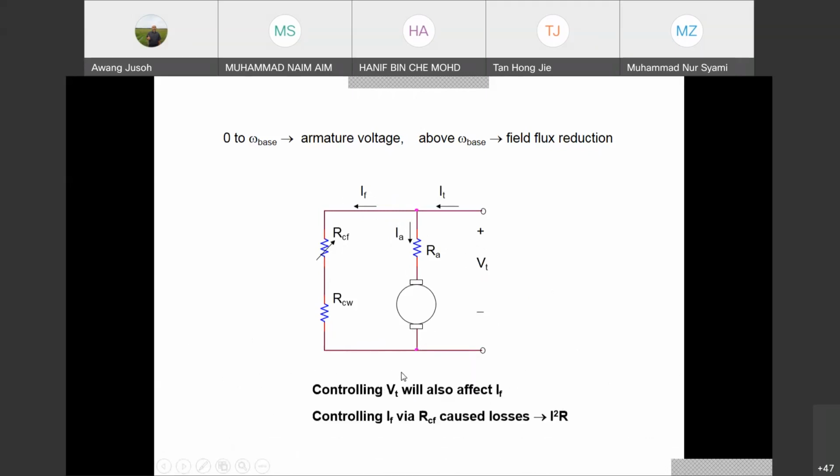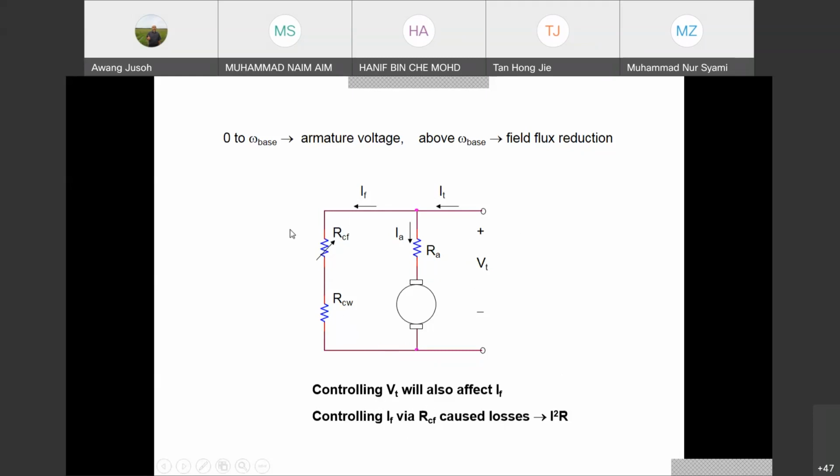Okay, they say here, controlling the terminal voltage will also affect IF, the field, the flux, whereas we want to maintain flux at rated condition. Because we want to maintain torque, because torque is equal to K flux IA, right? So when we change the terminal voltage, we want to maintain flux at rated condition. But in this motor you cannot do that, because when IA changes due to the terminal voltage change, at the same time IF is also affected, which affects your flux also. So that is one problem.